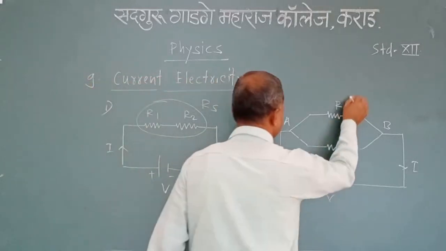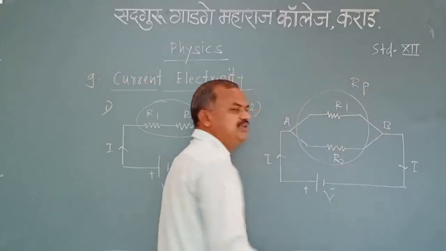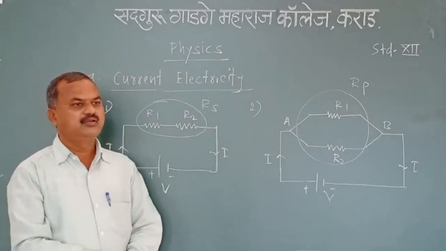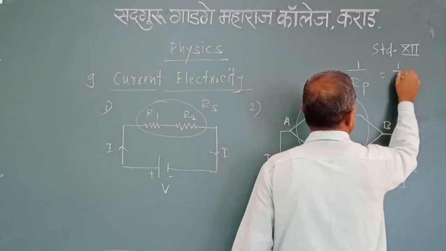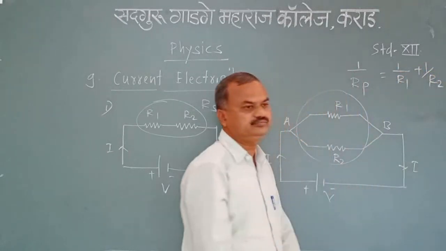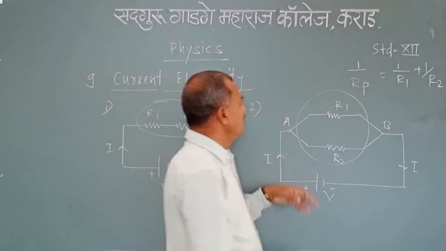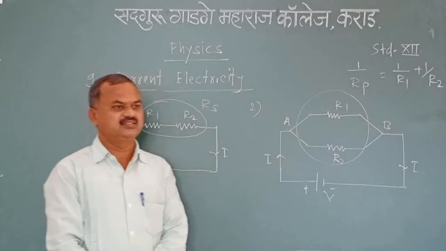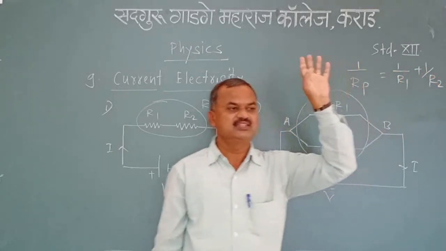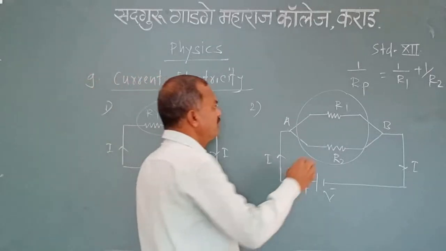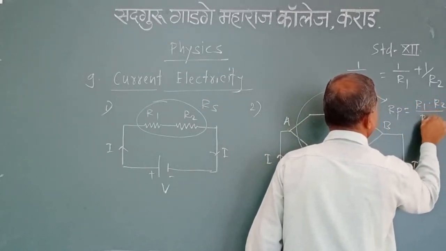Then, how to calculate the effective resistance of such a combination? Let RP be the equivalent or effective resistance of the parallel combination, given by the equation 1 upon RP equal to 1 upon R1 plus 1 upon R2. From this we can state the law of resistances in parallel combination: the reciprocal of equivalent resistance is equal to the sum of reciprocals of individual resistances. By simplifying the formula, we can write the equation RP is equal to R1 into R2 divided by R1 plus R2.